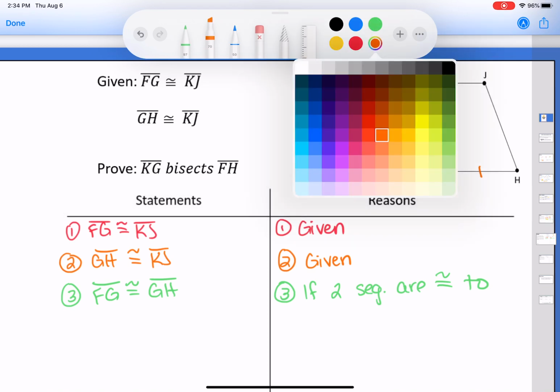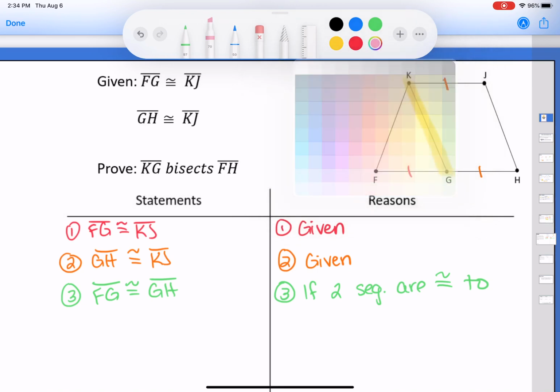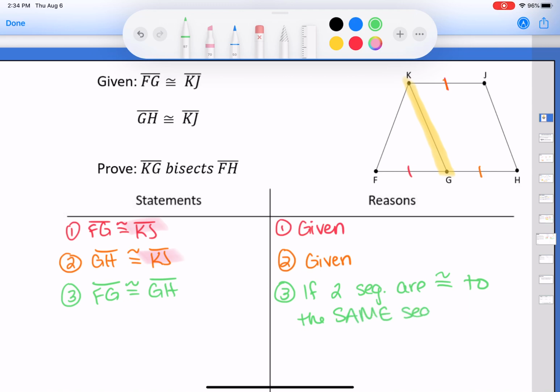Take a look. It is, in fact, both congruent to KJ. They are both congruent to the same segment. There are only 3 segments that I'm talking about here, right? Total. So this is if two segments are congruent to the same segment, then they are congruent to each other. So this was the first transitive property, the transitive property number 1. That first one that we listed is what this reason should be.